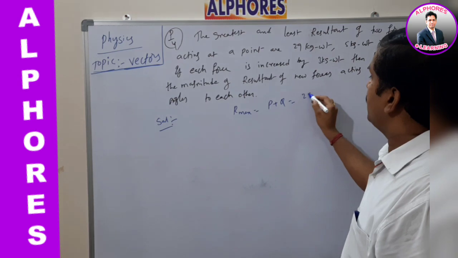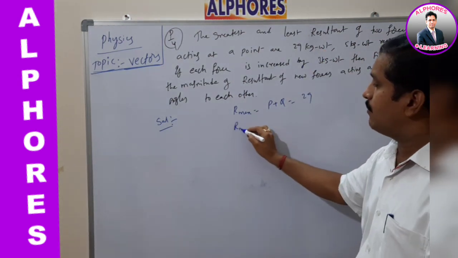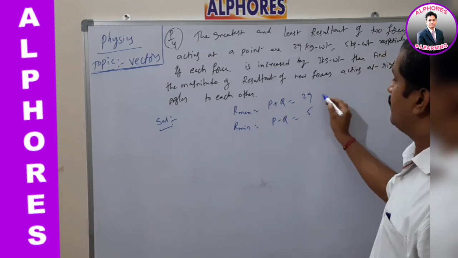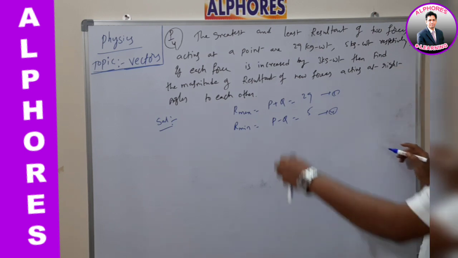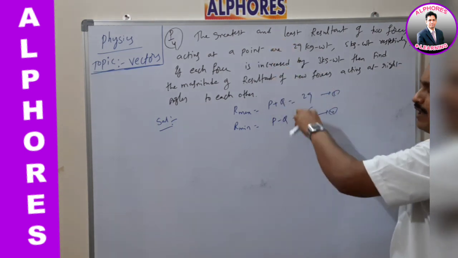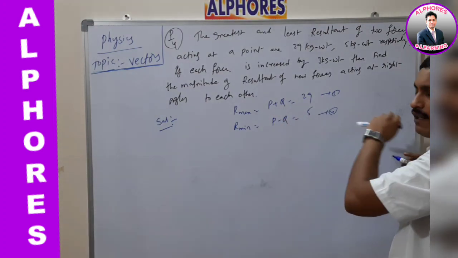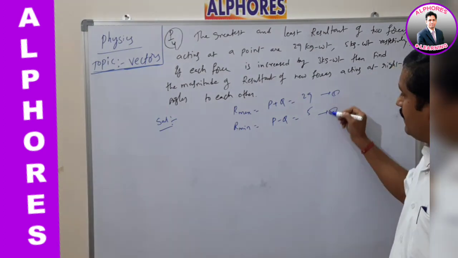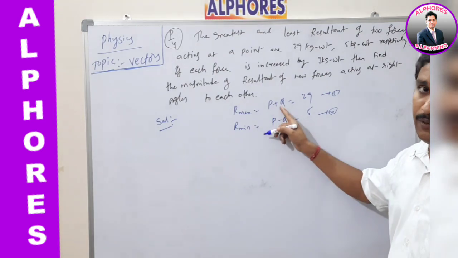That is equal to how much? 29. Least resultant of force, how much? Let us say R minimum is equal to P minus Q, which is equal to 5 only. This is equation number 1, this is equation number 2. According to this first condition, I am getting two equations: P plus Q is equal to 29, P minus Q is equal to 5. Now by taking these two equations, I have to find the individual values of P and Q.